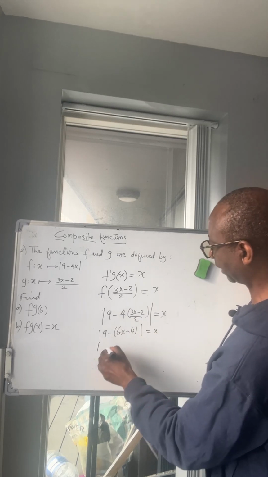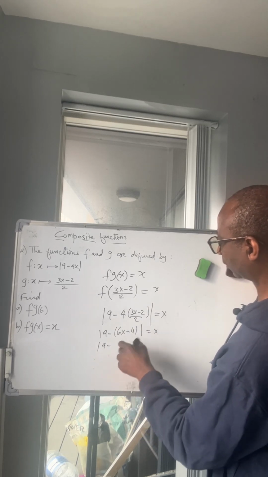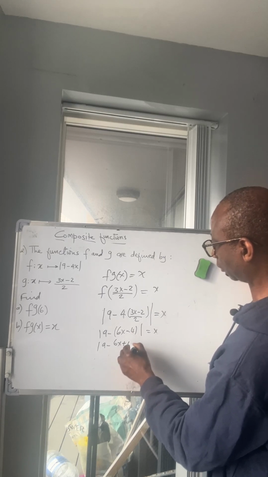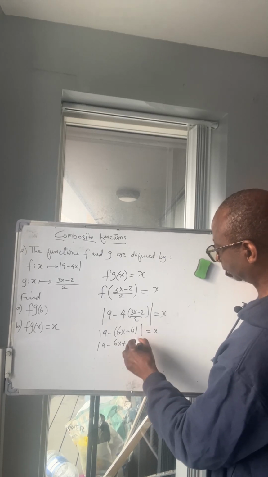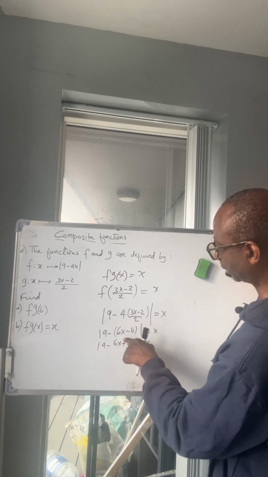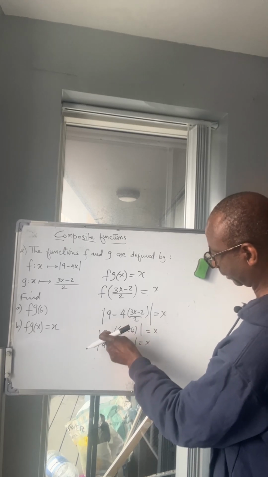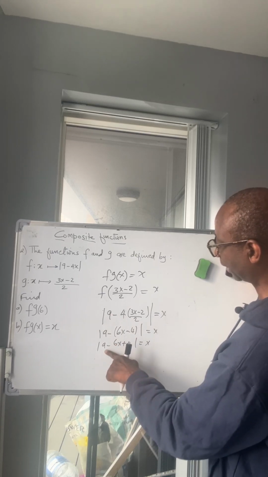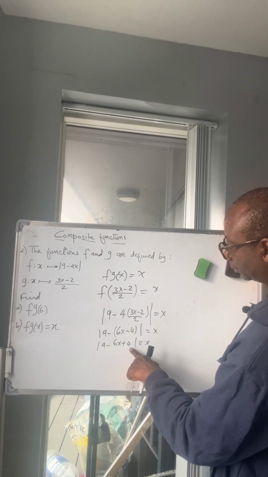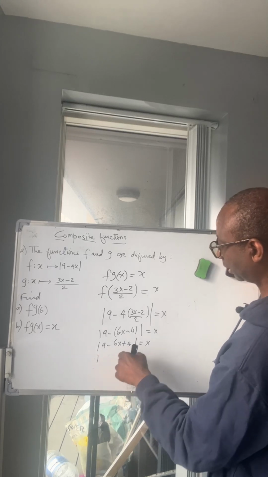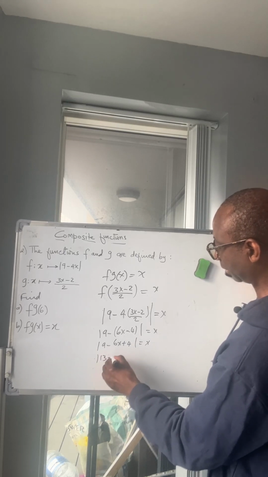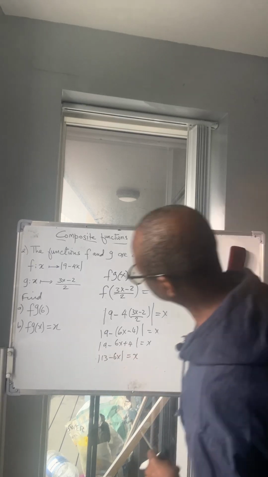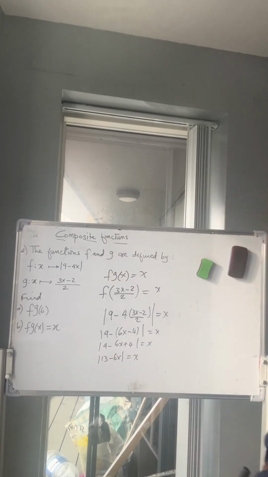So if you simplify this, you'll have 9 minus 6x. This is 4, so it'll be plus 4, because when you distribute, there is a 1 here, and when you remove the bracket, this sign is going to change. So now you have 9 plus 4. What is 9 plus 4? This gives you 13 minus 6x equals x. So we've simplified it up to this point.